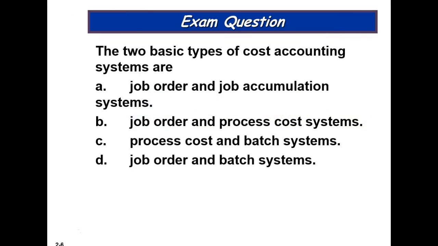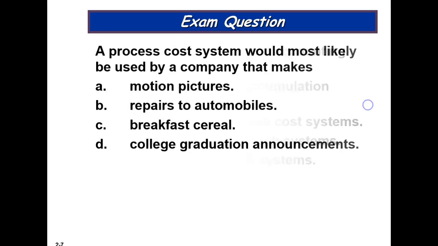The two basic types of cost accounting systems are A, job order and job accumulation, B, job order and process cost, C, process cost and batch, D, job order and batch. B? Perfect. A process cost system would most likely be used by a company that A, makes motion pictures, B, repairs automobiles, C, makes breakfast cereal, D, makes college graduation announcements.